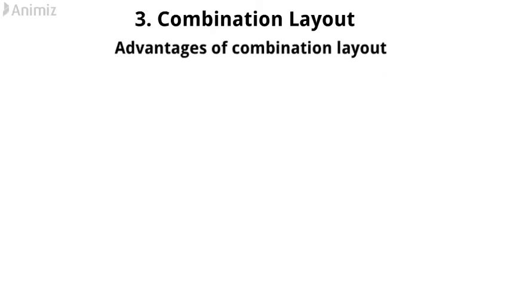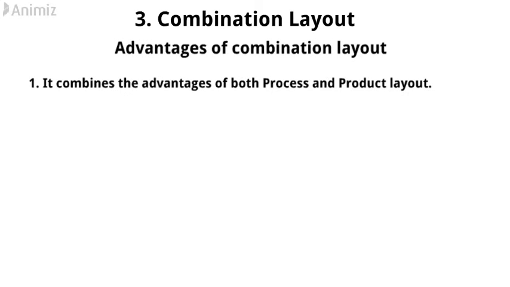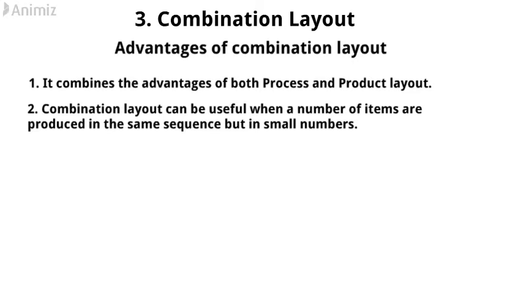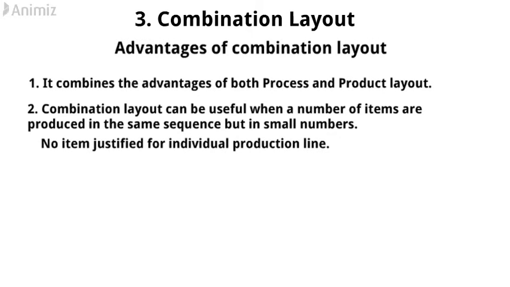Advantages of combination layout. 1. It combines the advantages of both process and product layout. 2. Combination layout can be useful when a number of items are produced in the same sequence but in small numbers, and no item justified for individual production line.